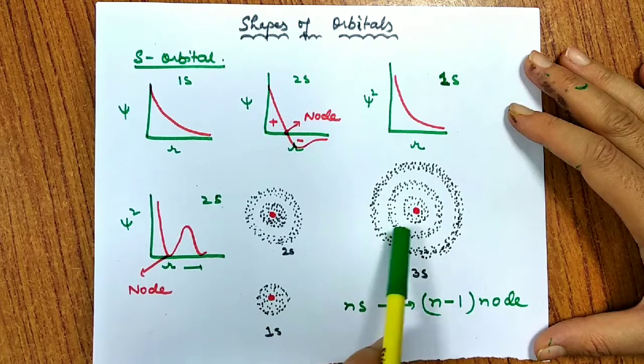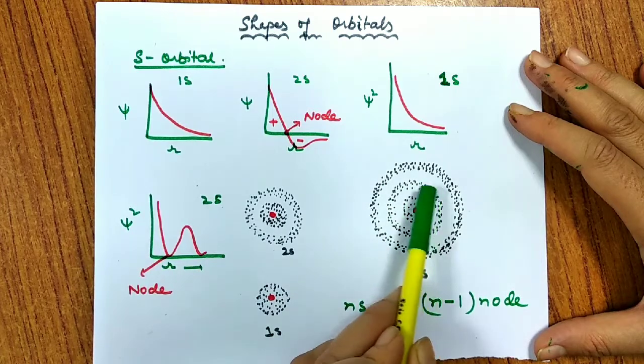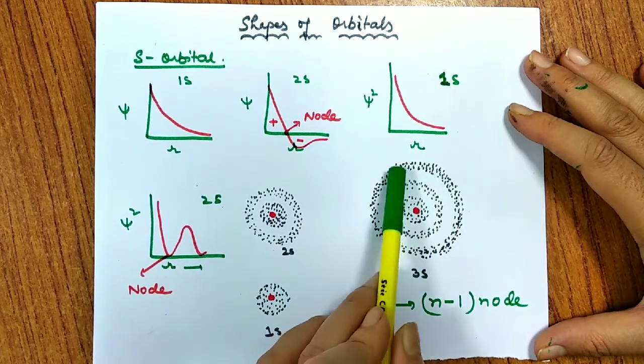As we move to 3s, this is 1s, again a nodal point; this is 2s, again we have a nodal point, and 3s.